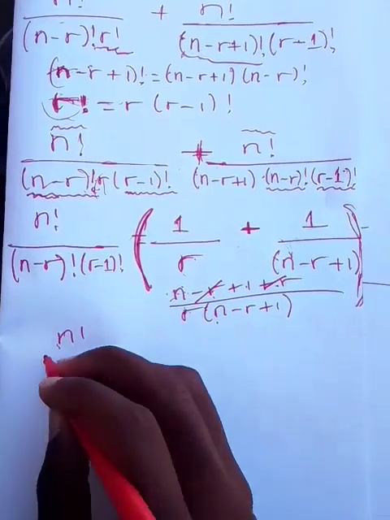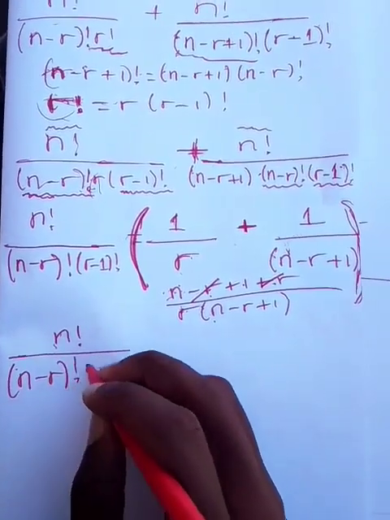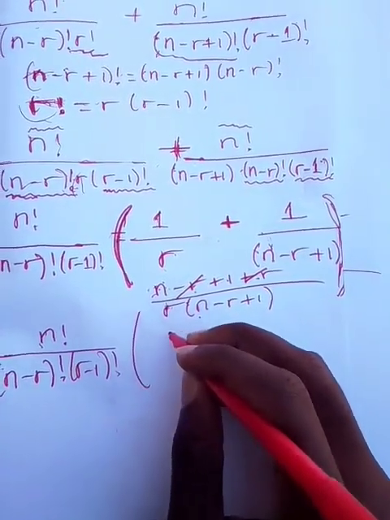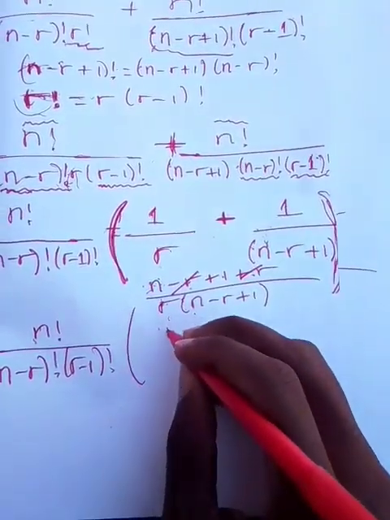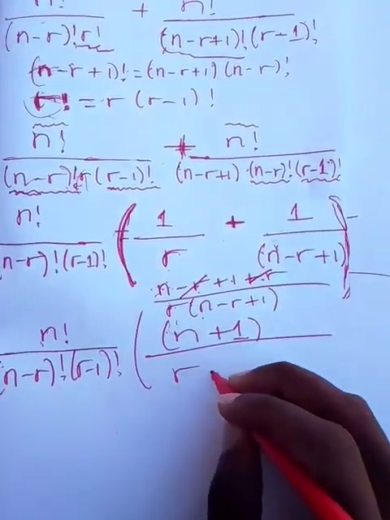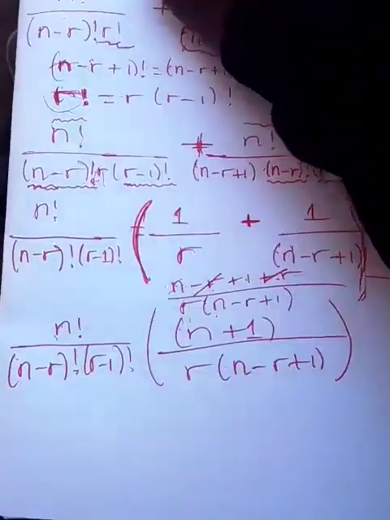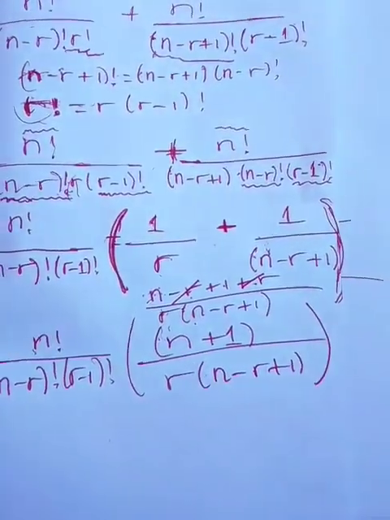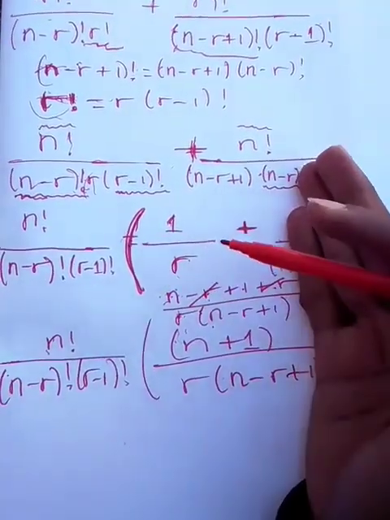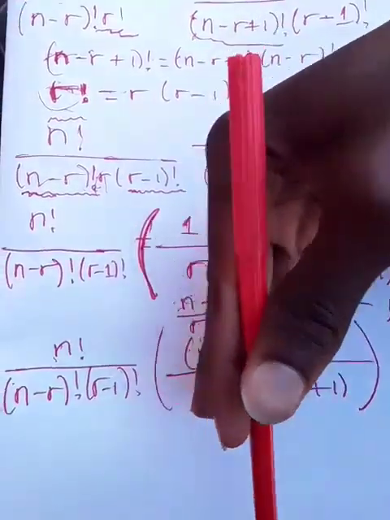So let me just rewrite this. I have n factorial, which has been factored out, over n minus r factorial, r minus 1 factorial, and here, after making this a single fraction, we are going to have n plus 1 over r times n minus r plus 1. So now we have this. Now how do we reach the right hand side? What we are going to do is multiply what you just factored out with what you've gotten inside the parentheses.